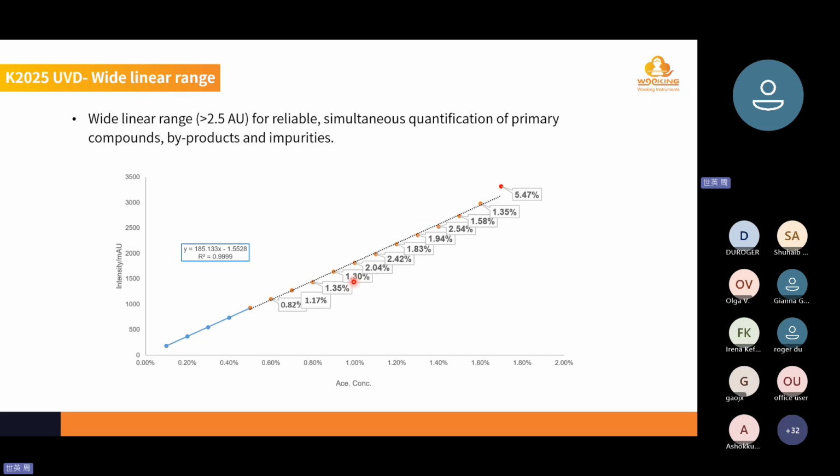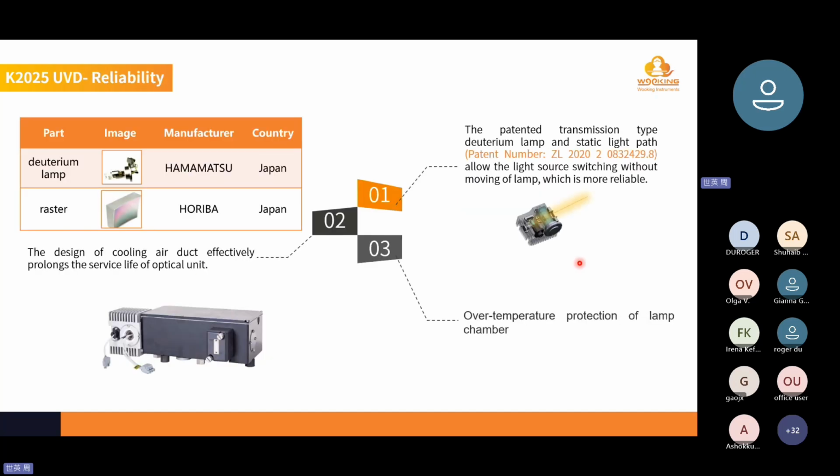Besides, the UV vis detector has a wide linear range higher than 2.5 AU, which is attributed to the design to reduce stray light effectively. As for reliability, the patented transmission type deuterium lamp and static light path allow the light source switching without moving of lamp, which is more reliable.